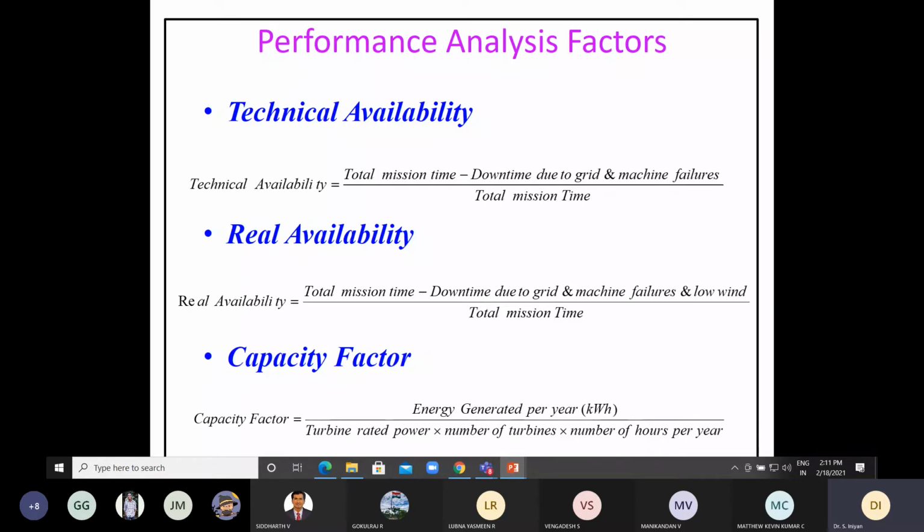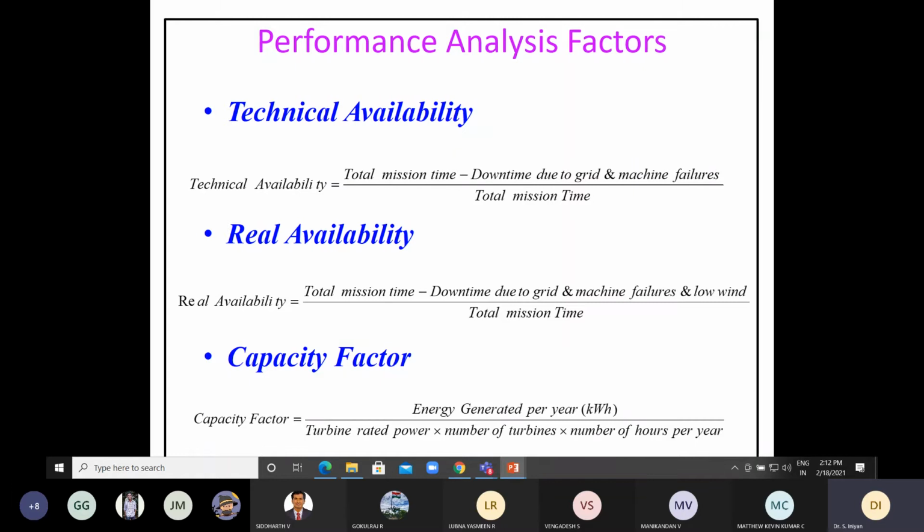And see the performance analysis factors. What performance analysis is available? The technical availability, the real availability and the capacity factor. Technical availability is the difference between the total mission time and the downtime due to the grid and machine failures, relative to the total mission time. Note down these formulas, technical availability, real availability and capacity factor, because we use them to solve problems.